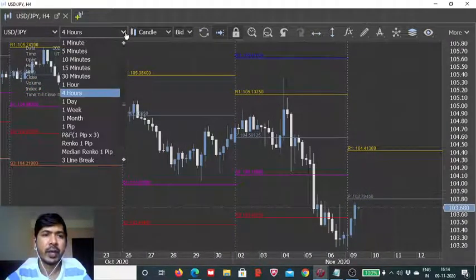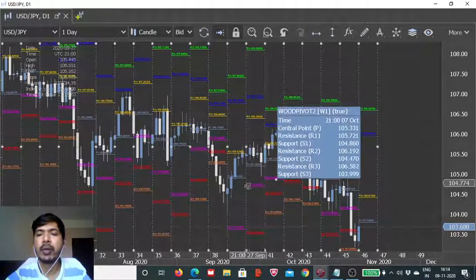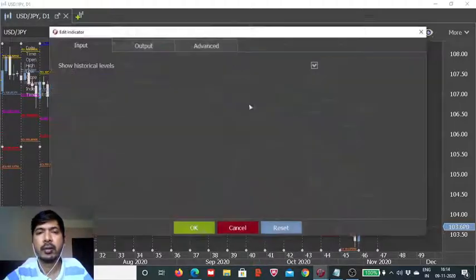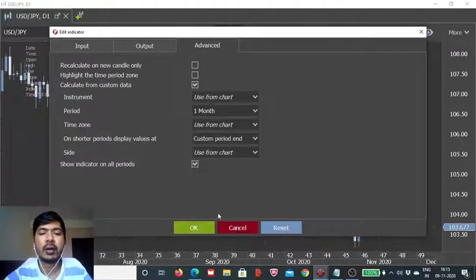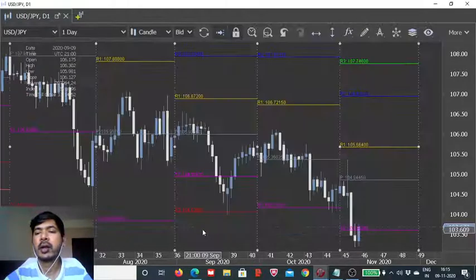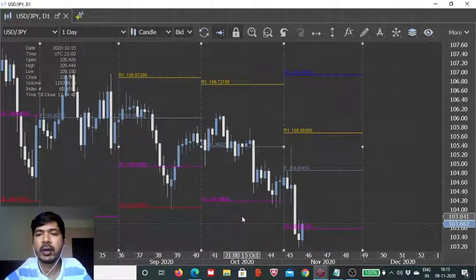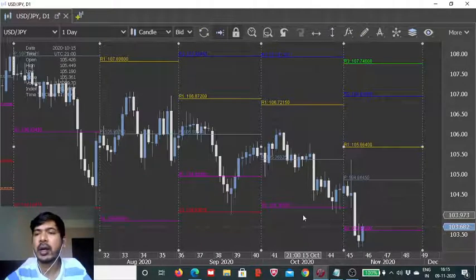And we can also utilize the indicator on the monthly time frame. All we have to do is edit it, make it monthly instead of weekly, and you will get the idea of the underlying trend as well as the possible reversal points for that particular month. So this is how this indicator can be utilized.